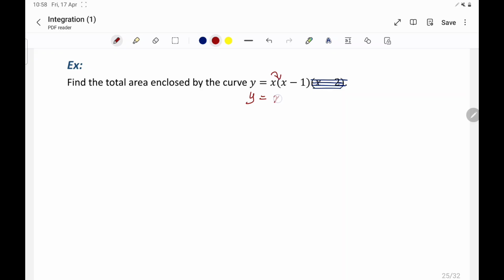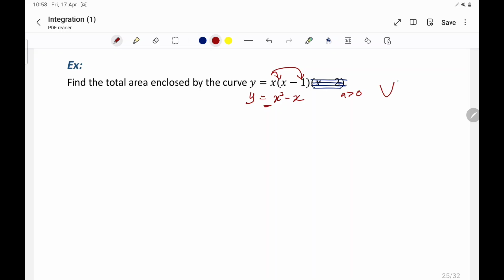So you expand this, you're going to get x squared minus x. So if you see, this is actually a quadratic, right? Okay, our quadratic should be a sad or smile graph. It depends on the value of a, or the coefficient of x squared, which is 1. So by right, our a is greater than 0, so it is a smile graph.